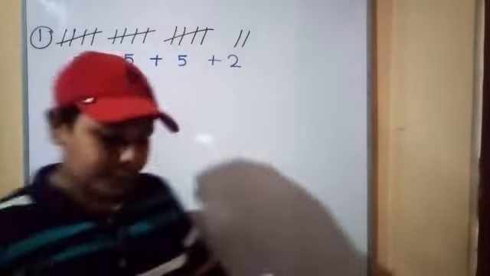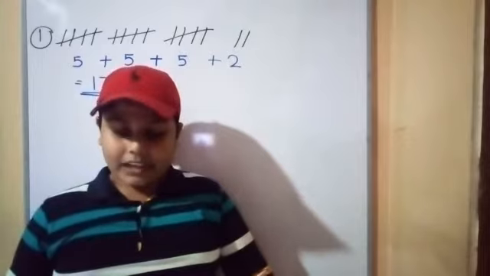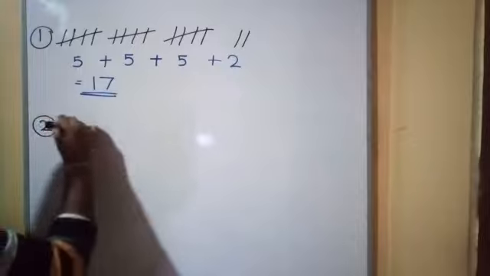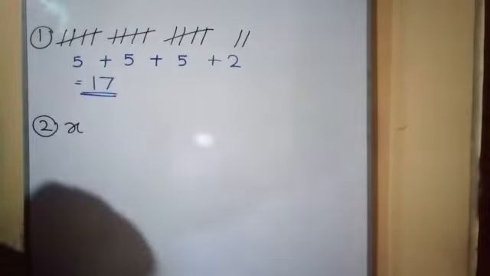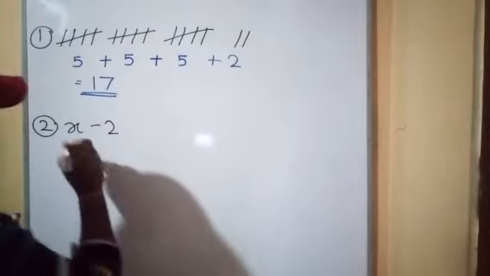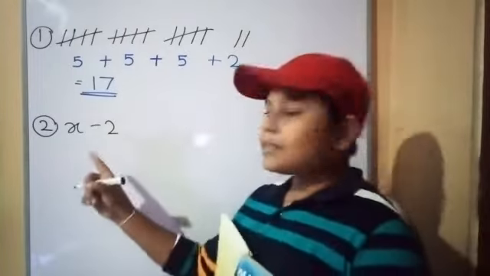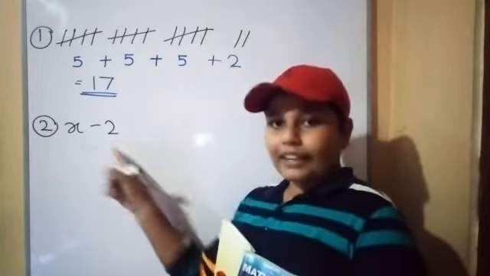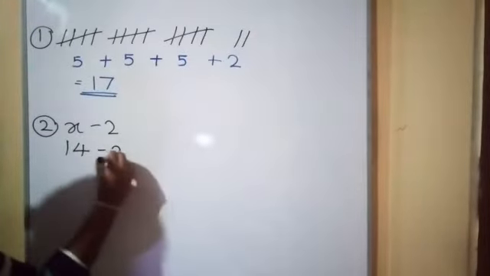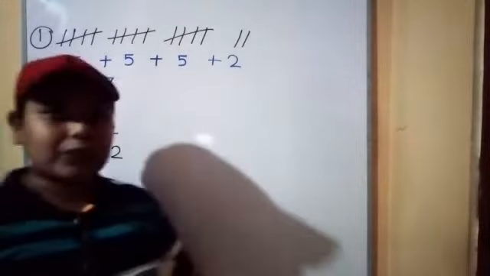The second question: find the value of the algebraic expression x subtract 2 when x is 14. So x is 14. Now x subtract 2, where x is 14, means 14 subtract 2. What's the answer? 12. 14 subtract 2 is 12.